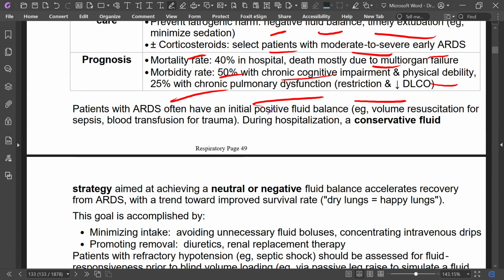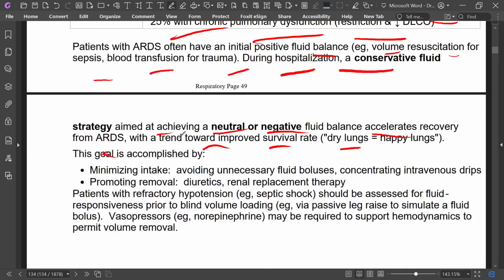Patients with ARDS often have a positive fluid balance from volume resuscitation for sepsis, blood transfusion, and trauma during hospitalization. A conservative fluid strategy aimed at achieving a neutral or negative fluid balance accelerates recovery from ARDS with a trend toward improved survival. The goal is accomplished by minimizing intake, avoiding unnecessary fluid boluses, concentrating IV drips, and using diuretics or renal replacement therapy. Patients with refractory hypotension or septic shock should be assessed for fluid responsiveness, and vasopressors may be required to support hemodynamics to permit volume removal.